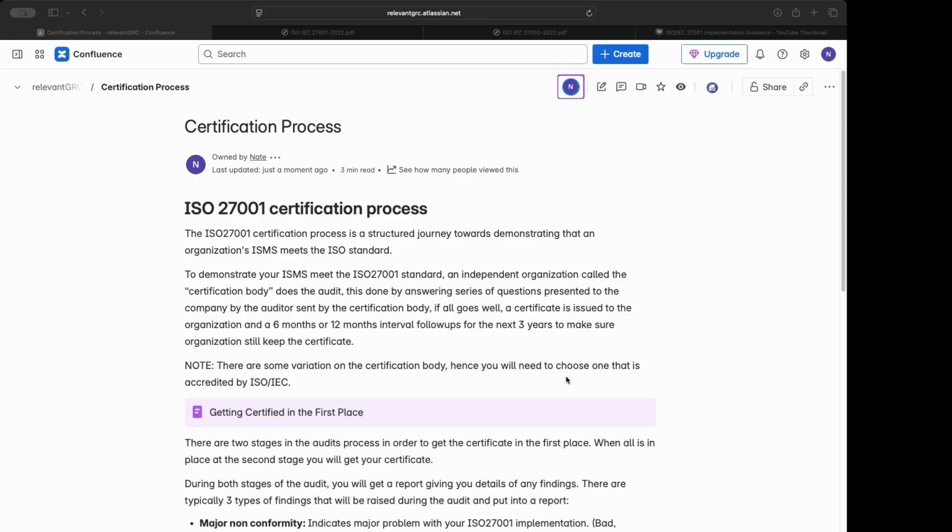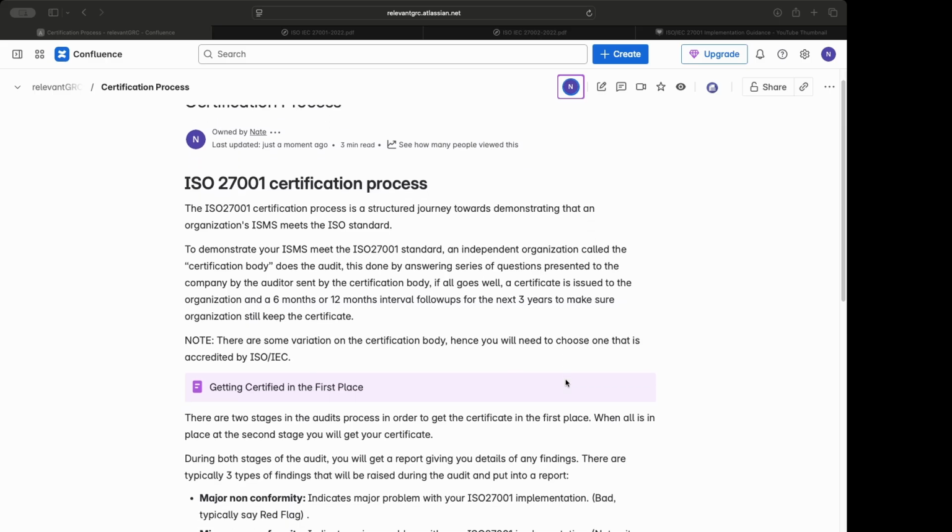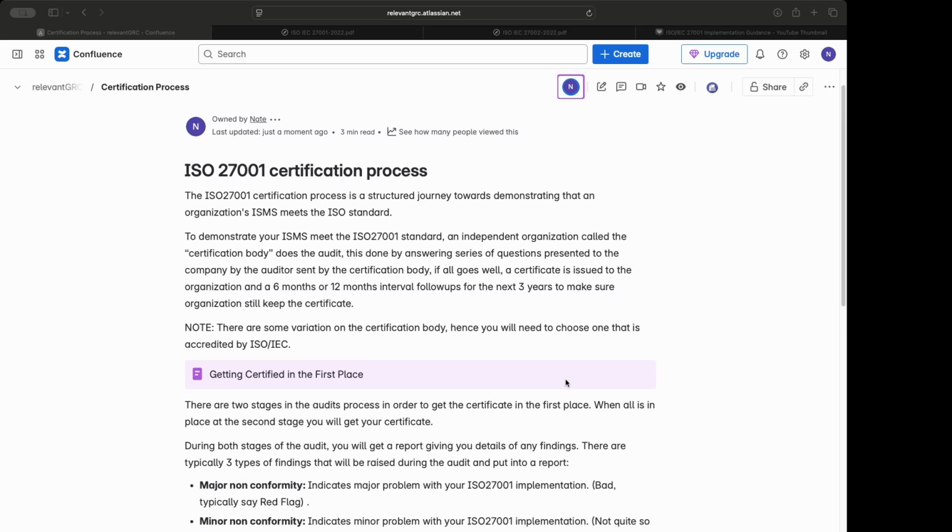Before we start implementing ISO 27001 with DataCrest, let's look at what the ISO 27001 certification process is all about. The certification process is where an organization demonstrates that their ISMS meets the ISO 27001 standard. This is typically done by an independent organization, normally known as the certification body. Once everything is good with the certification body, they are going to issue you a certificate for the next 3 years, whereby they are going to do annual follow-ups.